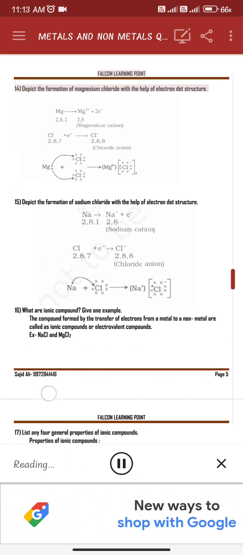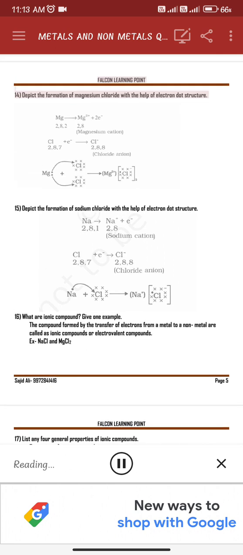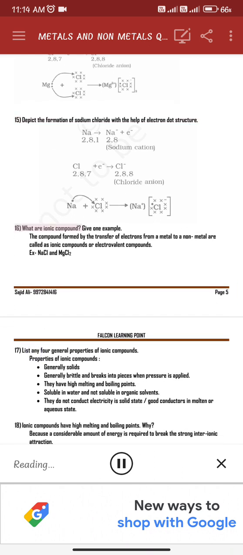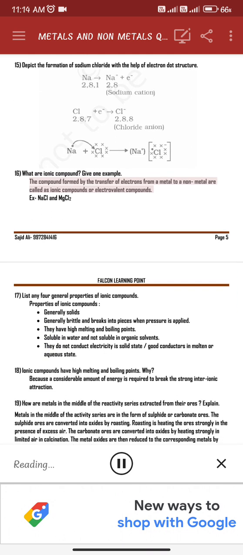14. Depict the formation of magnesium chloride with the help of electron dot structure. 15. Depict the formation of sodium chloride with the help of electron dot structure. 16. What are ionic compounds? Give one example. The compounds formed by the transfer of electrons from a metal to a non-metal are called ionic compounds or electrovalent compounds.